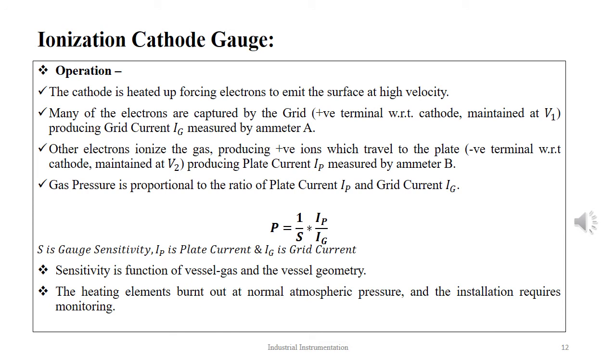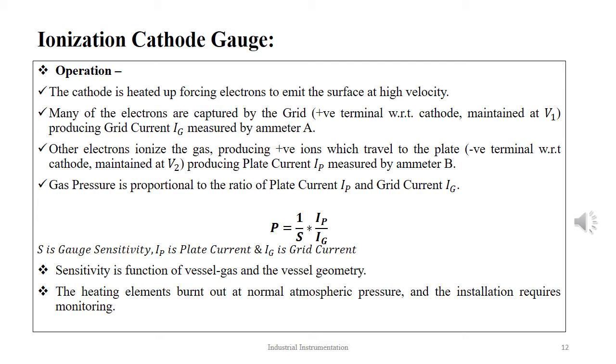The cathode is heated up by electrical sources. This leads electrons to be emitted at very high speed from the cathode. These highly energized electrons accelerate towards the grid, which is held at a positive potential with respect to the cathode by supply voltage V1. These electrons, when captured by the grid, produce the grid current Ig, which is noted using an ammeter A.